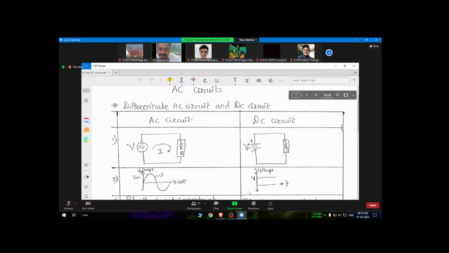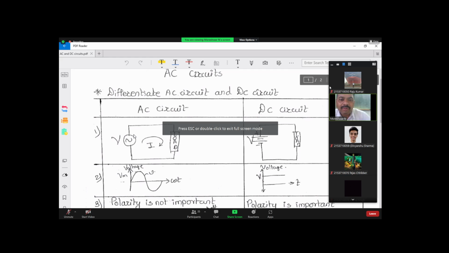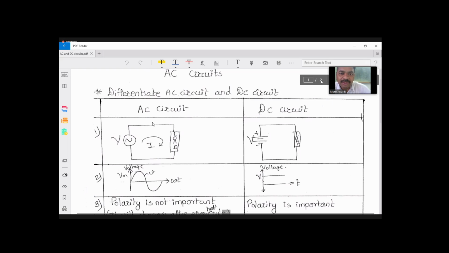The important thing is you want to show the power supply. If you take the AC circuit, definitely the source is the AC. What is the difference between AC and DC source? You want to remember that. Okay, so this is the difference.